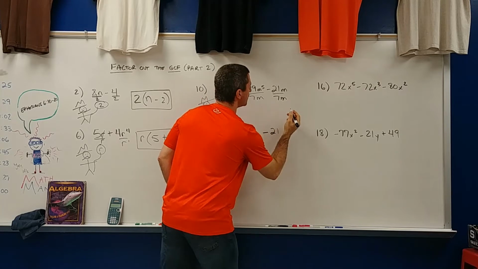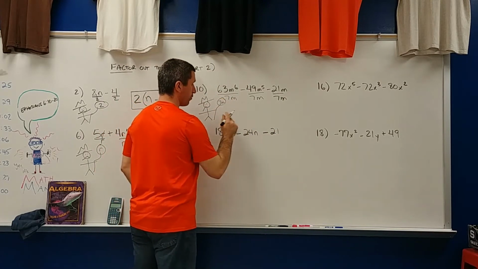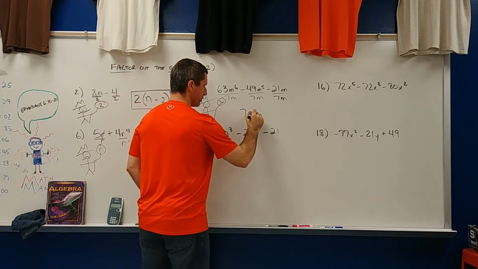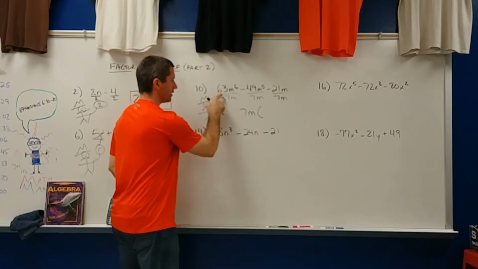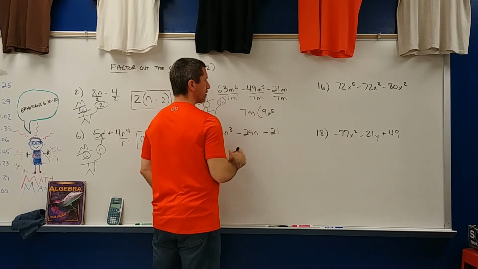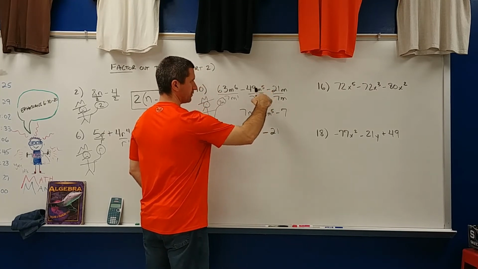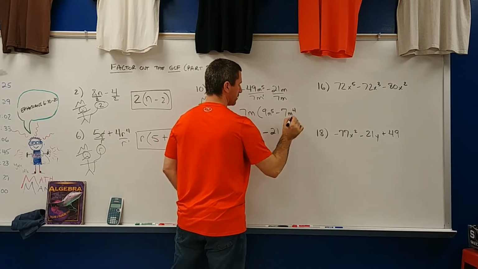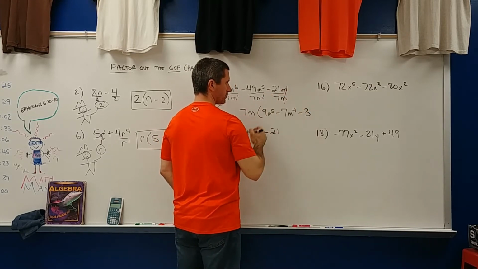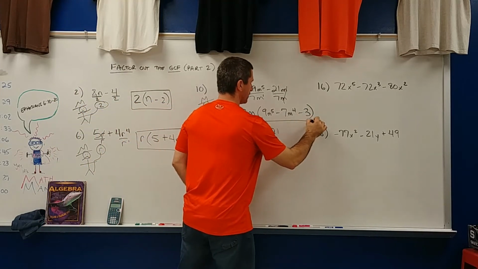Can't write it. Arm failing. 63 divided by 7 is, no, oh wait, don't get ahead of myself. Let's write down the GCF first. 7m. Now let's do that. 9. Quotient rule, 6 minus 1, m to the 5th. Minus 49 divided by 7 is 7. Quotient rule, 5 minus 1 is m to the 4th. Minus 21 divided by 7 is 3. The m's cancel, it's just a 3. Okay? It's not so bad. It's doable.